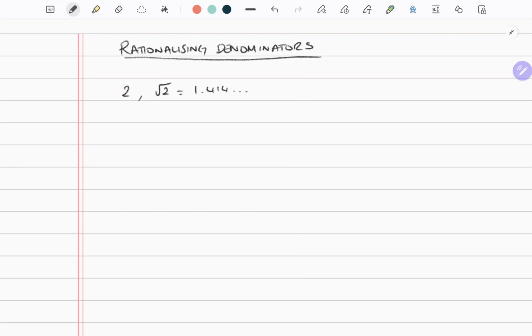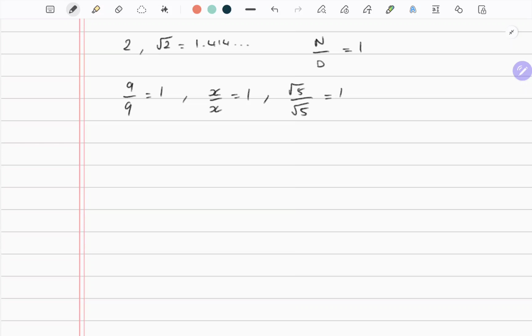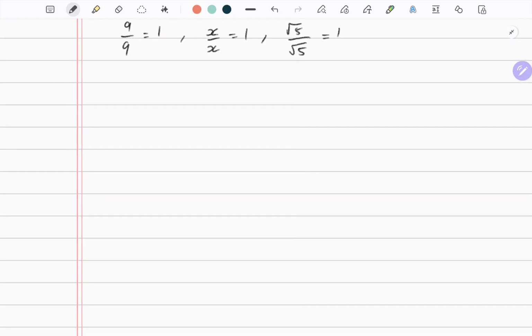If we have, for example, the numerator and the denominator as the same, then that is always going to be equal to 1. For example, 9 over 9 is equal to 1 because 9 divided by 9 gives you 1. If it's x over x, that's equal to 1. And if we've been working with surds, so if we have the square root of 5 over the square root of 5, that is also equal to 1. So let's start off with an example then.